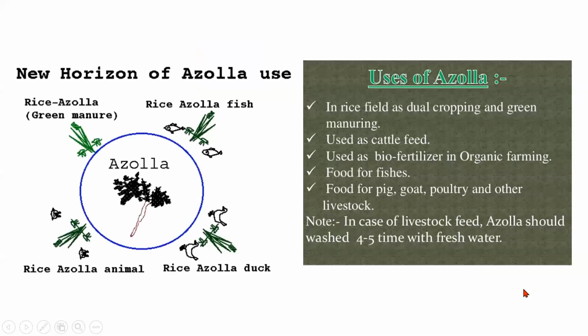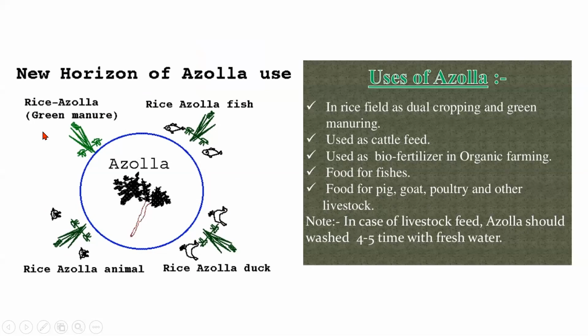If you have a small land or a farm, you can go in for azolla cultivation also. And now it has a very good use, because azolla is mainly used in rice fields. They say rice azolla, you can use it as green manure.